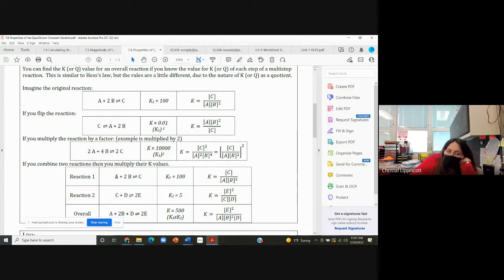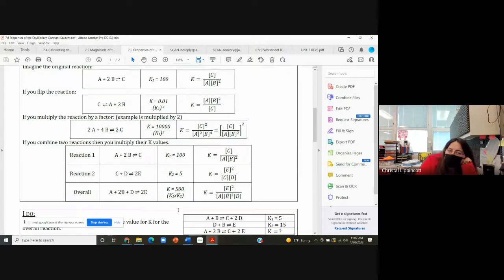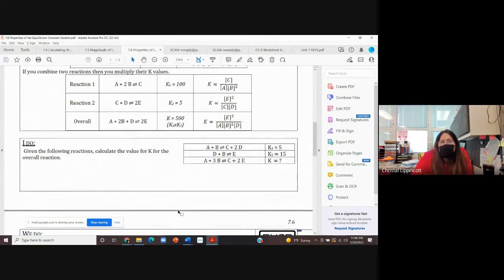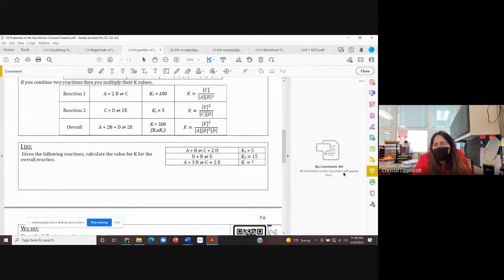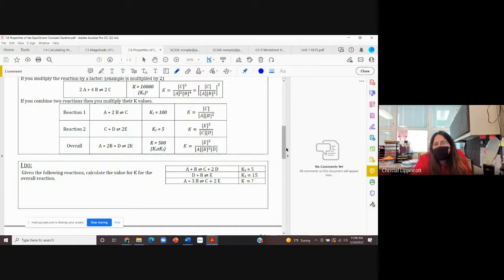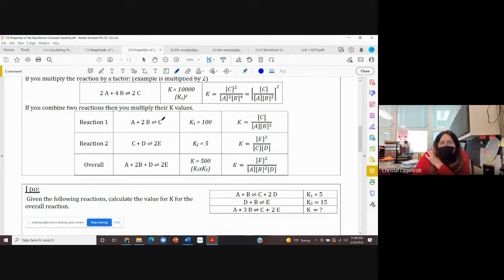So if we have our reaction 1 and our reaction 2, K1 equals 100, K2 equals 5. If we combine these two reactions together, then we multiply our K values together to get the overall K. So if we have the K values of the elementary steps, we multiply them together to get our overall reaction. The reason C's not in there is because it cancels. If you put this all together as one line, your C's would cancel out. C was an intermediate. C's here, it's used up here, it's gone.